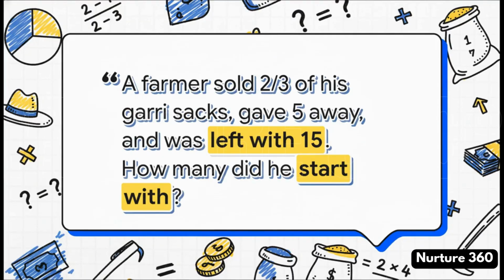A farmer, Papa Emeka, sells 2/3 of his gari sacks. Okay, then he gives away 5 whole sacks to his neighbor. After all that, he looks and sees he has 15 sacks left. So the big question is, how many sacks, let's call that S, did he have to begin with?